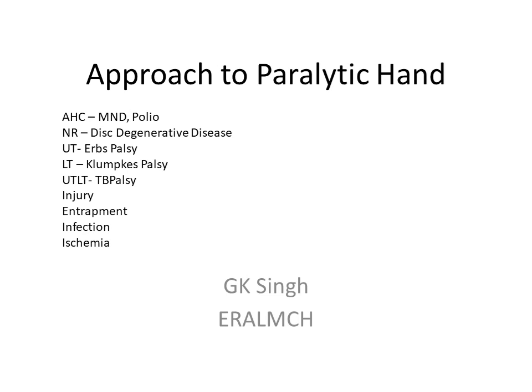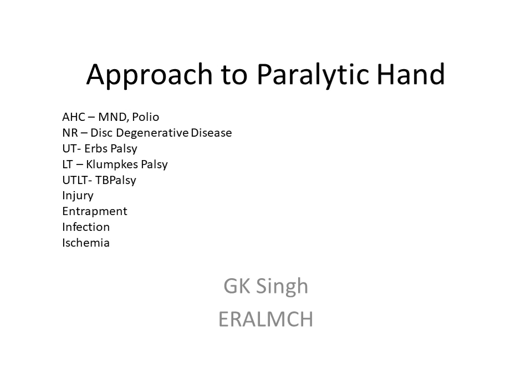Today we will deal with approach to paralytic hand. This paralytic hand means involvement of the lower motor neuron supplied to the hand. In the anterior horn cell you can have motor neuron disease and poliomyelitis. In the nerve root you have disc degenerative disease.